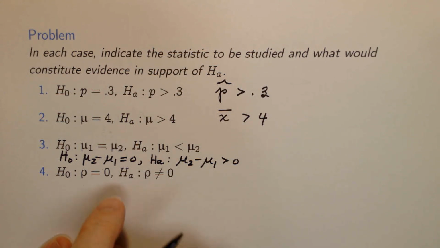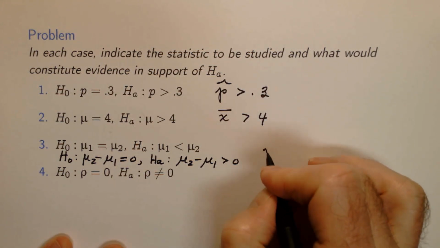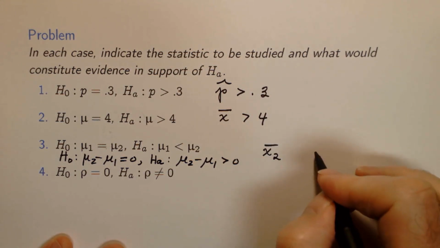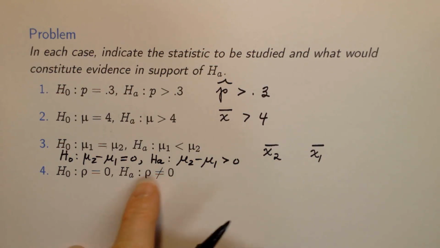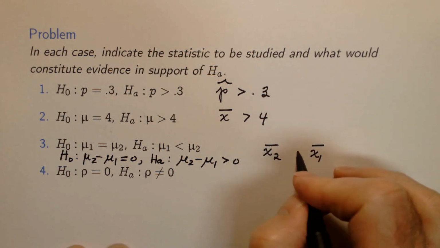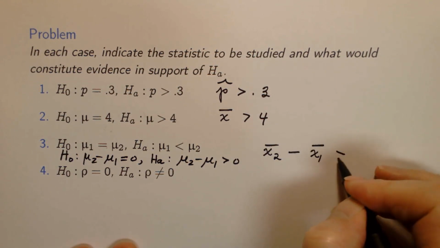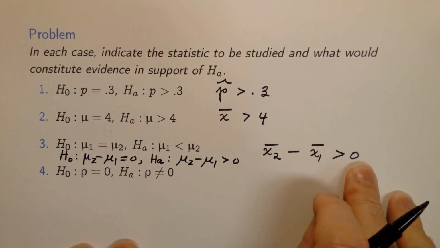Okay, so now what are we going to look for as evidence? Well, since these are both population means, I'll have to use corresponding sample means. So I'll expect a sample coming from population 2. I'll look at its mean. I'll expect a sample coming from population 1. I'll look at its sample mean. And since I'm taking the differences mu2 minus mu1, I will take the differences in exactly the same order, and I'll look to see if the difference in sample means is positive.